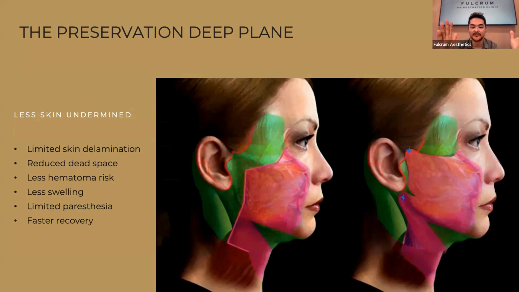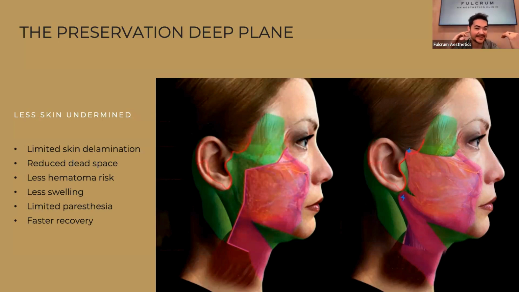On the left-hand side, the deep plane is that pink thing. And that kind of triangle sailboat shape is how we usually get into that plane. This is the standard deep plane approach. Everything that's green is the skin that's elevated first because you have to get to the deep plane first. In the modification or the preservation deep plane, we just get to that pink area faster. So you have less skin undermining, or green area, before you get into the deep plane.